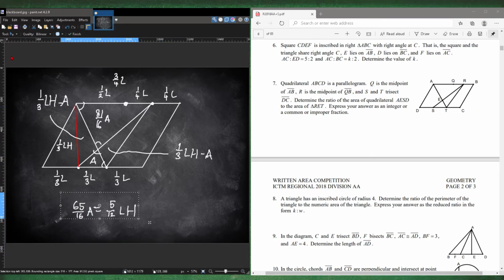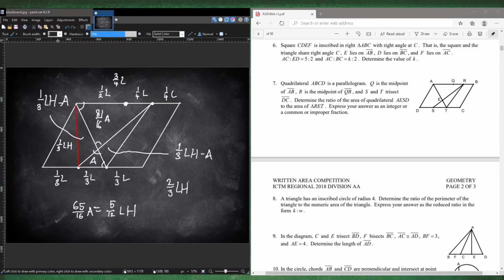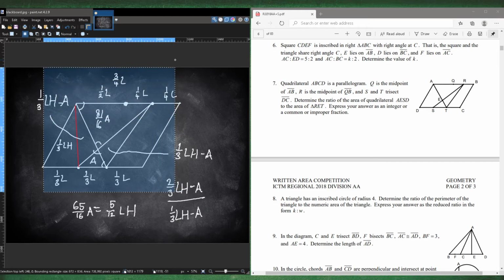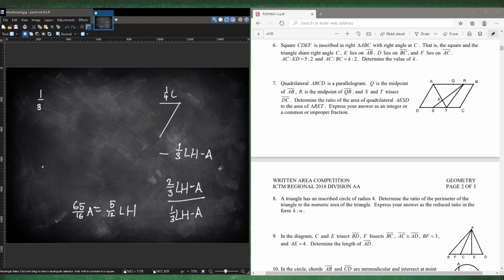And now we can add all these numbers together. So the ratio of our quadrilateral to our triangle: our quadrilateral is 1/3 LH plus 1/3 LH, so that's 2/3 LH minus A. And then the area of our triangle is 1/3 LH minus A. Okay, so we have our ratio, and now we just need to substitute our A with our LH, and we just get our answer.